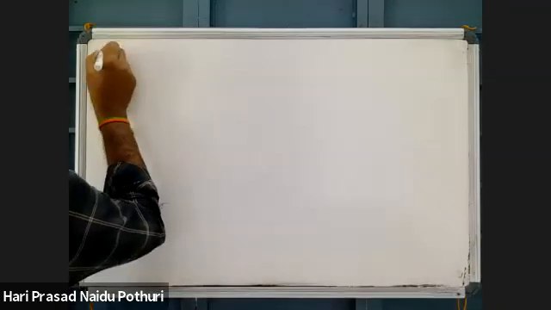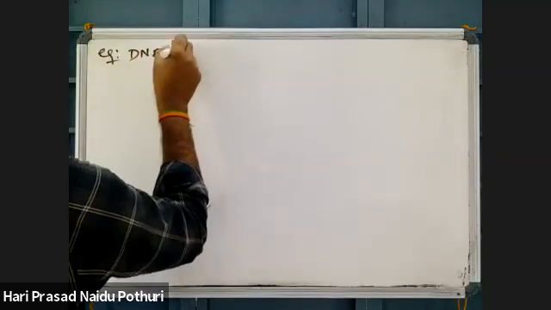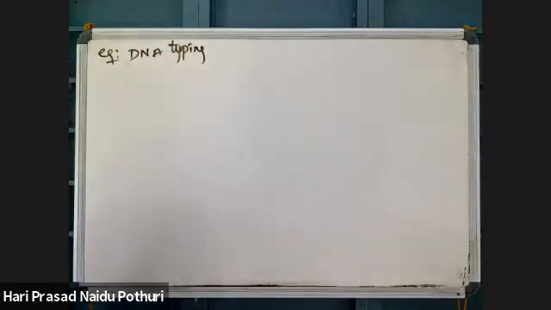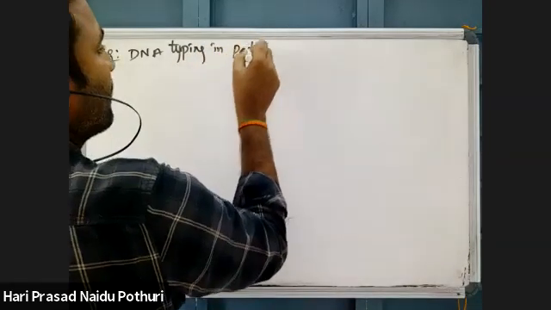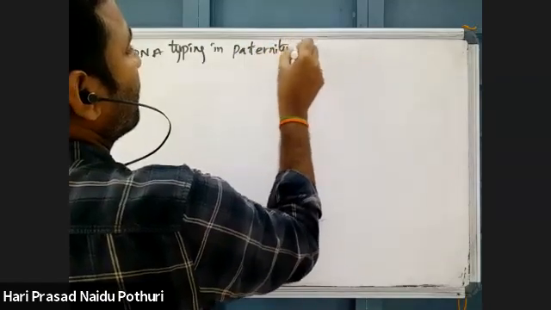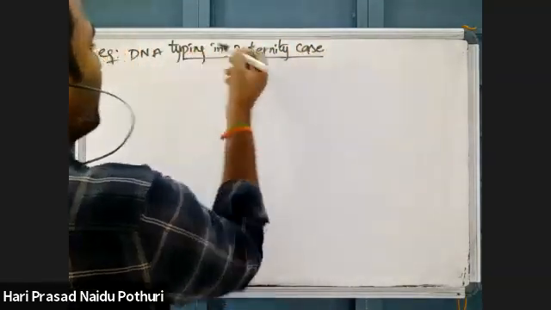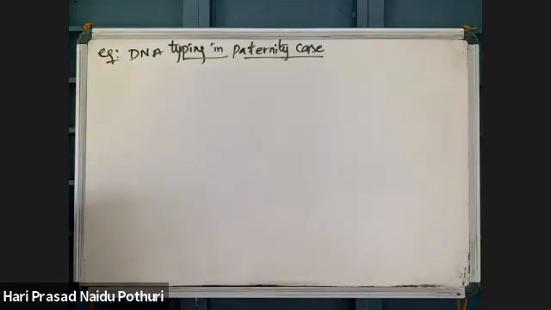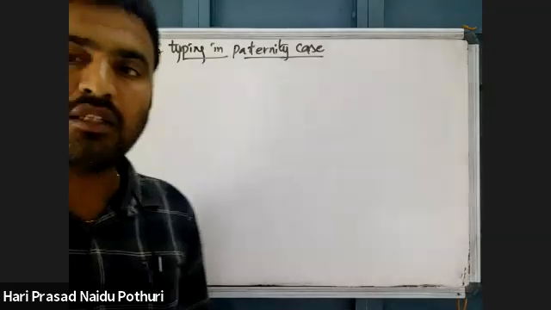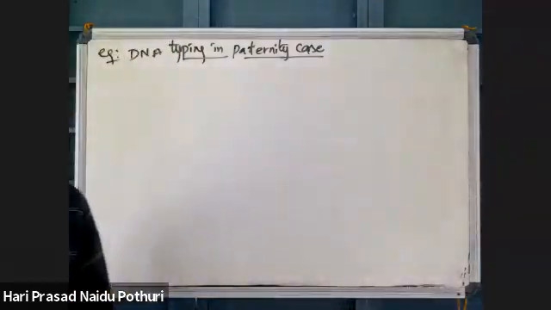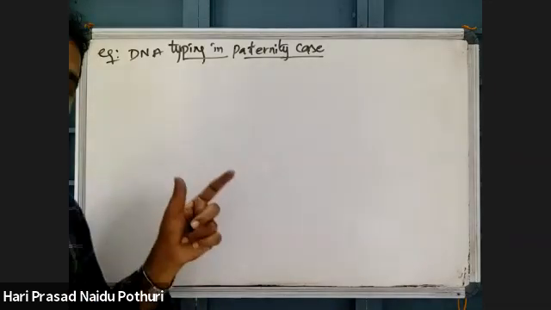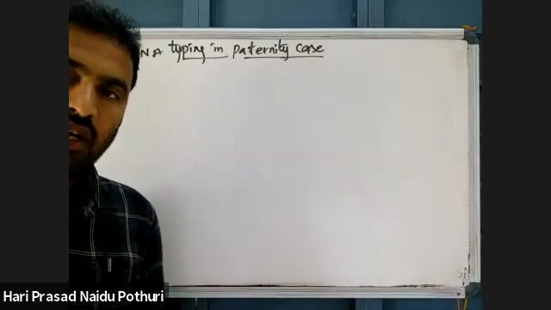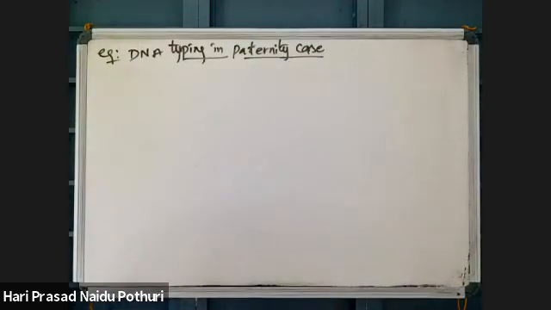Suppose we take an example: DNA typing in a paternity case. Suppose a woman gave birth to a newborn baby, and that woman claimed that one particular person, the accused man, is the father of her child.